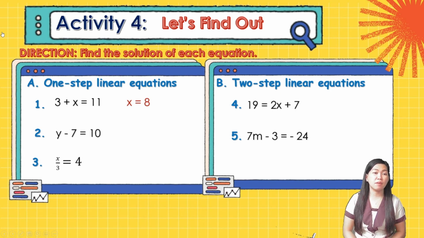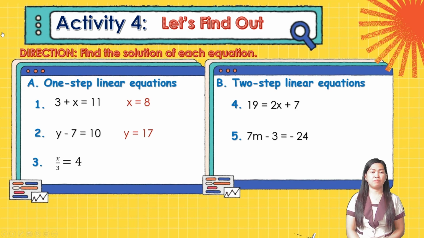Next, we have y minus 7 is equal to 10. What is the inverse of subtraction? Addition. So, you need to add 7 to both sides of the equation. And the answer is correct. It's 17, because 10 plus 7 is 17.